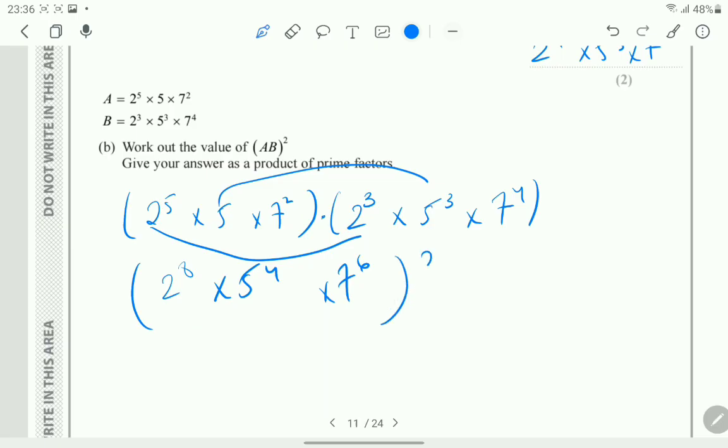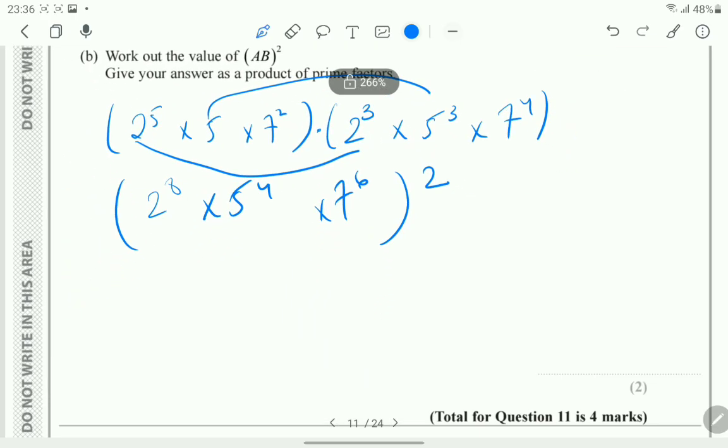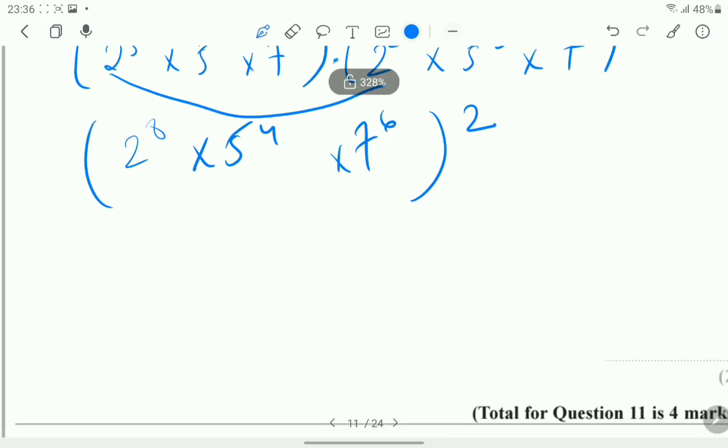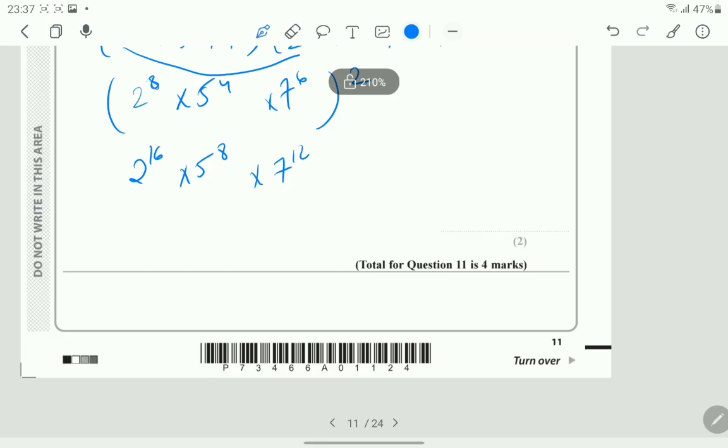And now these are getting squared as well, so no worries, we just multiply this. 2 raised to the power 16, 5 raised to the power 8, 7 raised to the power 12. We go home, we get full marks in this question. We go home after we done the exam, actually.